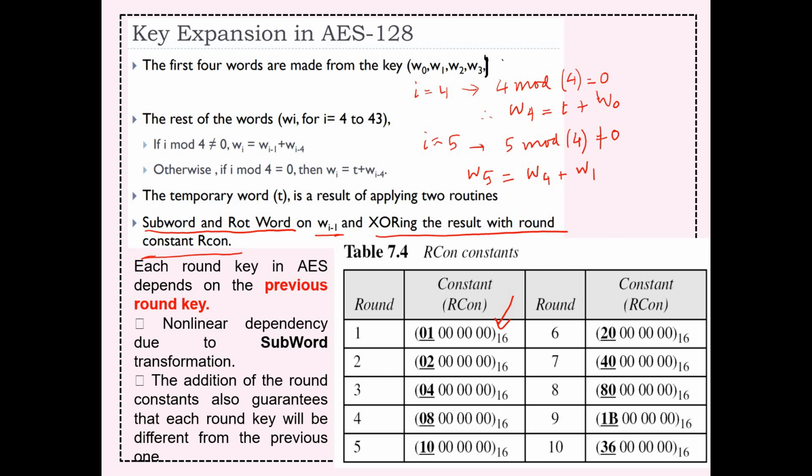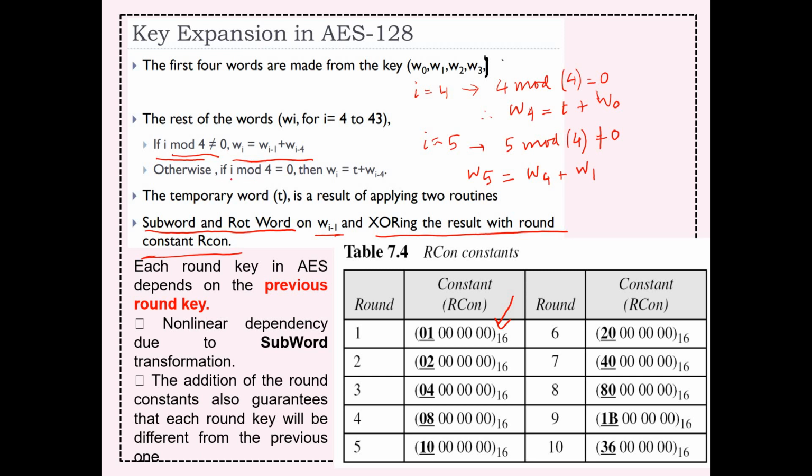This is only required for the leftmost word. The condition is given over here: if i mod 4 is not equal to 0, then w(i) = w(i-1) + w(i-4). I have given you an example over here. Suppose i is equal to 4. So 4 mod 4 is equal to 0, and the first condition doesn't apply.